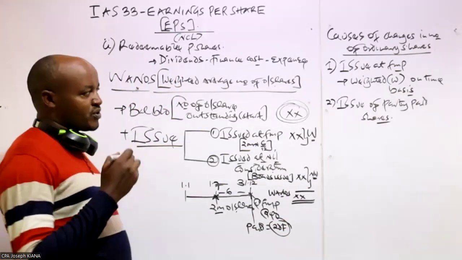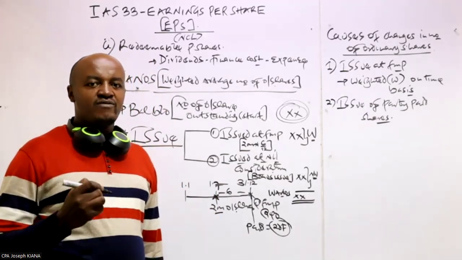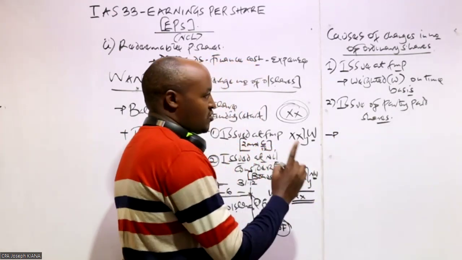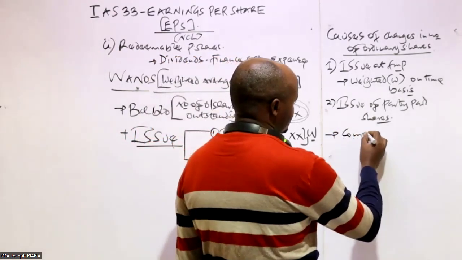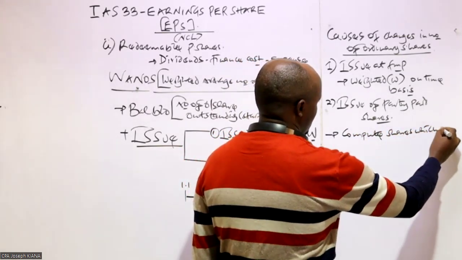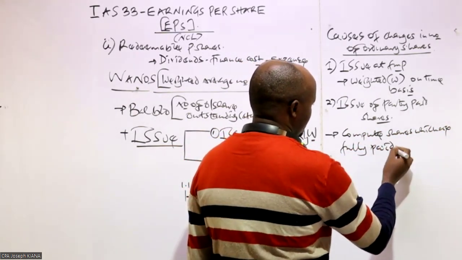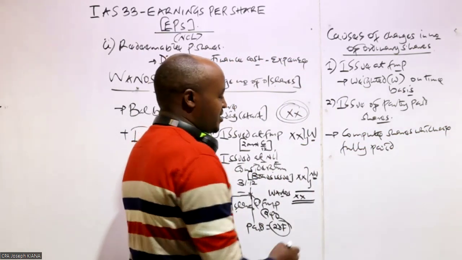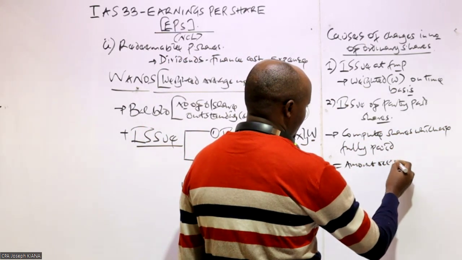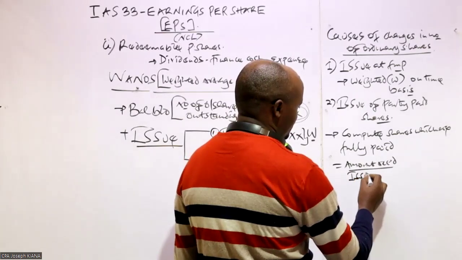So in this case, when computing the weighted average number of ordinary shares, we only use the shares which are fully paid. And therefore, in such a case, what you do is compute shares which are fully paid. To compute the shares which are fully paid, this is quite simple. What you do, you compute the amount received by the company at the end of the year, and then divide that with the issue price.